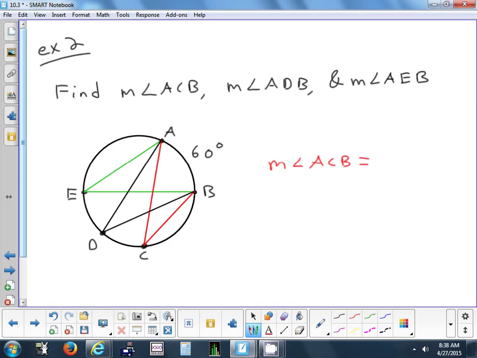Okay. Anybody think they see what that is going to come out to? 30. Yeah. Okay. Angle C is an inscribed angle. The intercepted arc for ACB is 60 degrees, so it's half of it. It's 30. How about the measure of angle ADB?